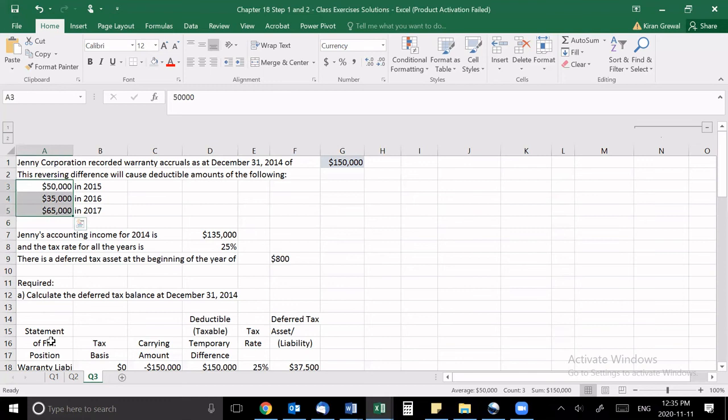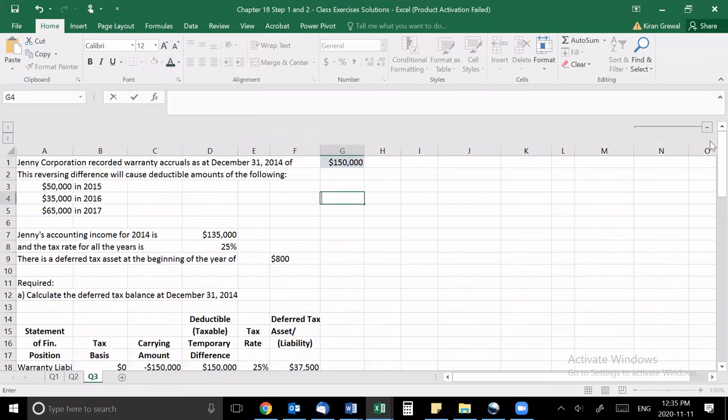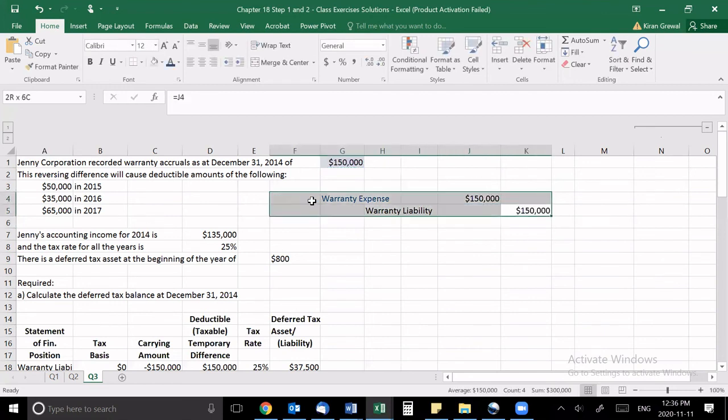Okay. So before we do our schedule, let's think about what would have been the journal entry that Jenny Corporation did to record this warranty accrual. What they would have done is they would have debited warranty expense and credited warranty liability for $150,000 at December 31st, 2014. Okay, so that's what they would have done.